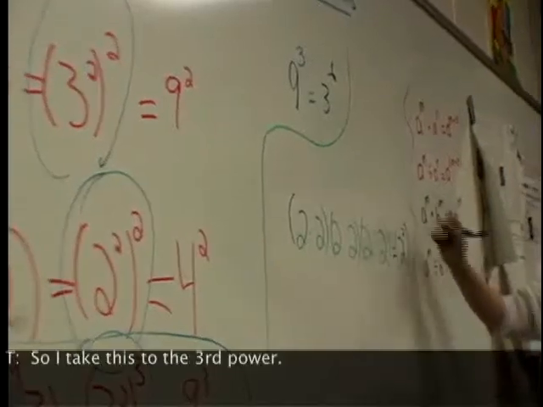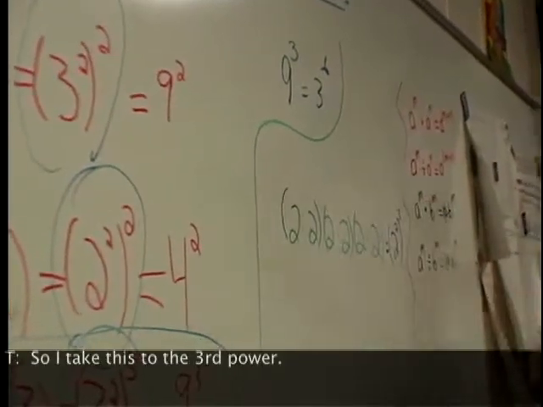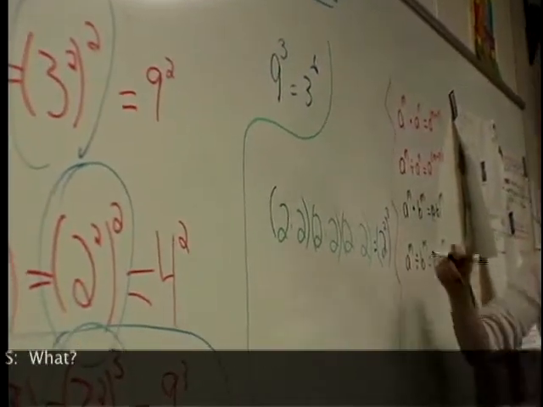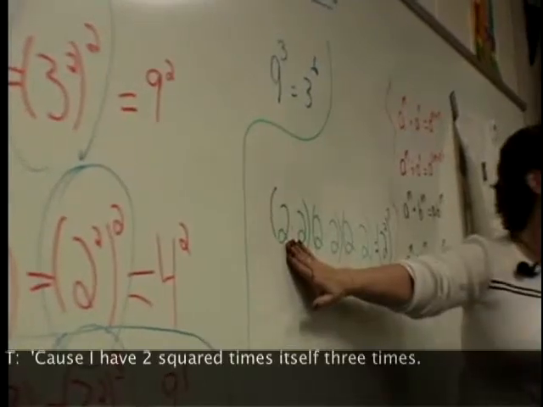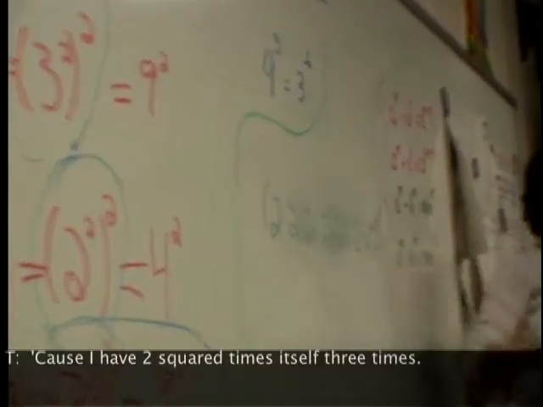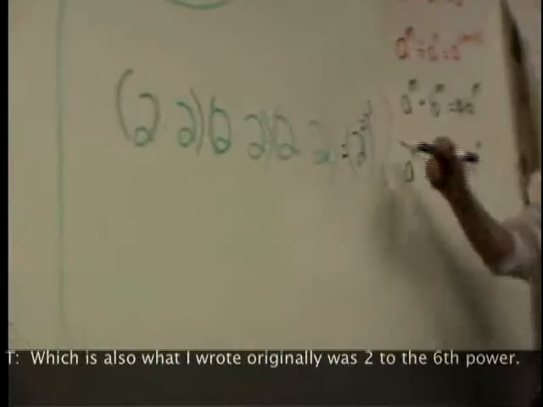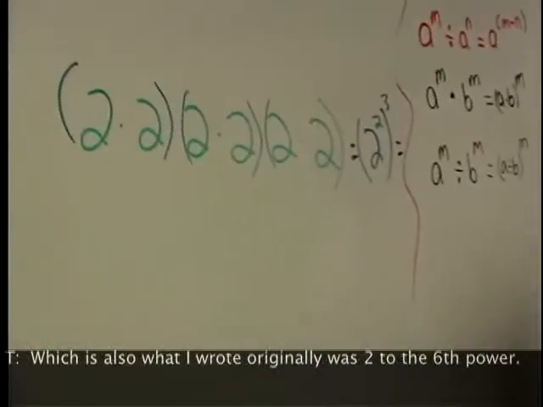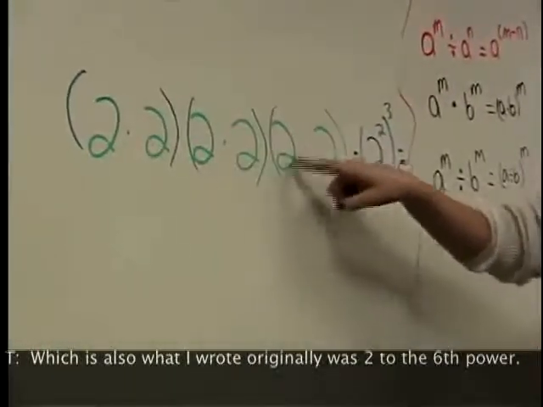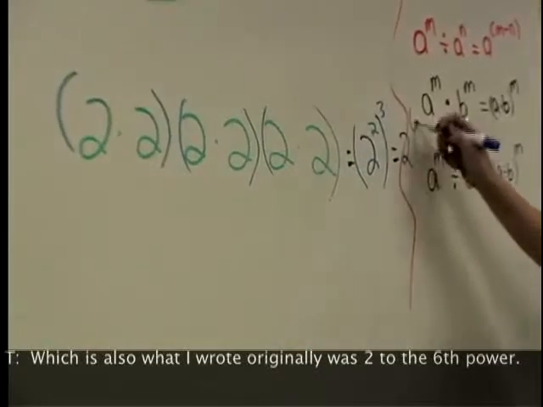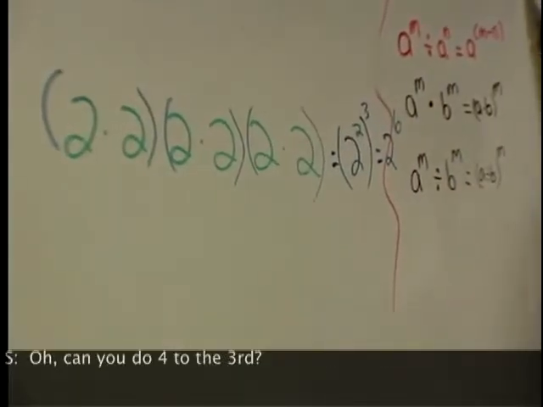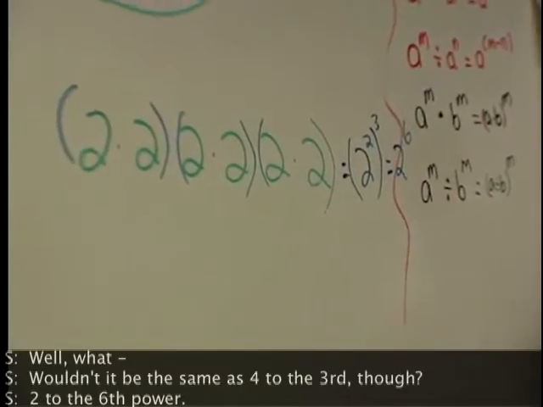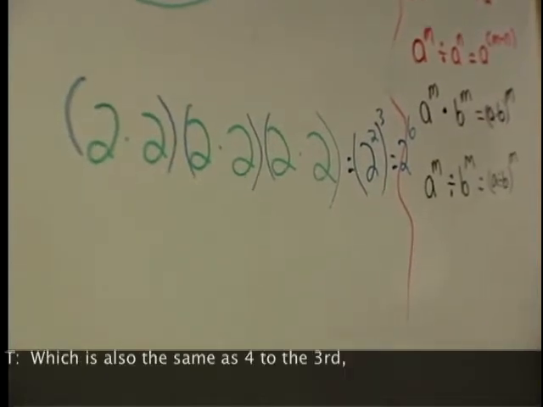Yes. Yeah, I got it. So I take this to the 3rd power. So I have 2 squared times itself 3 times. So it'll be 4 to the 3rd power, which is also what I wrote originally, 2 to the 6th power. Oh, can you do 4 to the 3rd? But wouldn't it be the same as 4 to the 6th power? Which is also the same as 4 to the 3rd.